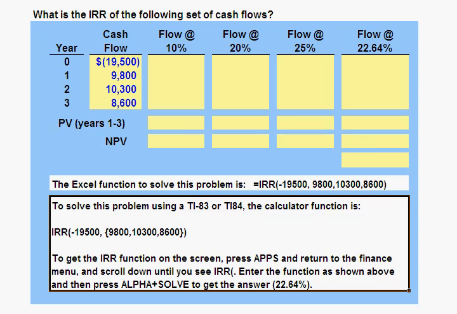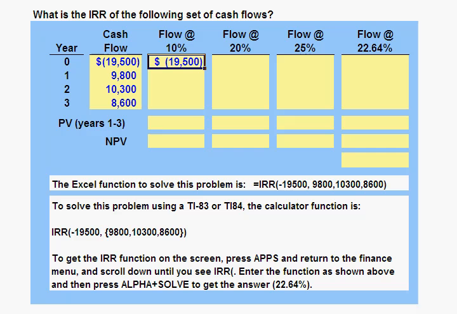Another way we can solve for the IRR is by trial and error. The first step is to select an interest rate. Let's go ahead and calculate the project's net present value at a 10% discount rate. We'll first calculate the present value of each of the cash flows. The present value at the time 0 cash flow is $19,500. The year 1 cash flow should be discounted back one period at 10% interest. The year 2 cash flow of $10,300 will be discounted back 2 periods at a 10% interest rate, and the year 3 cash flow of $8,600 will be discounted back for 3 periods at a 10% interest rate.